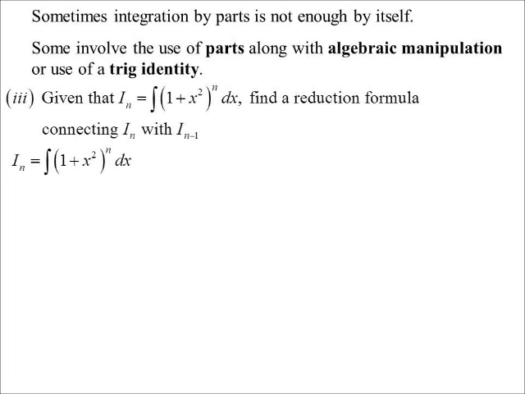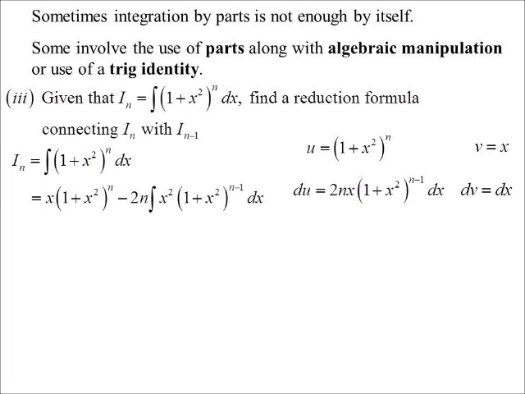Okay, well, I'll let u equal (1 plus x squared) to the power of n, because if I integrate that, it's going to add to the power, not subtract from the power. Differentiate that: 2nx (1 plus x squared) to the n minus 1. Then dv is dx, so v is x. Sub that in: uv minus the integral of v du.